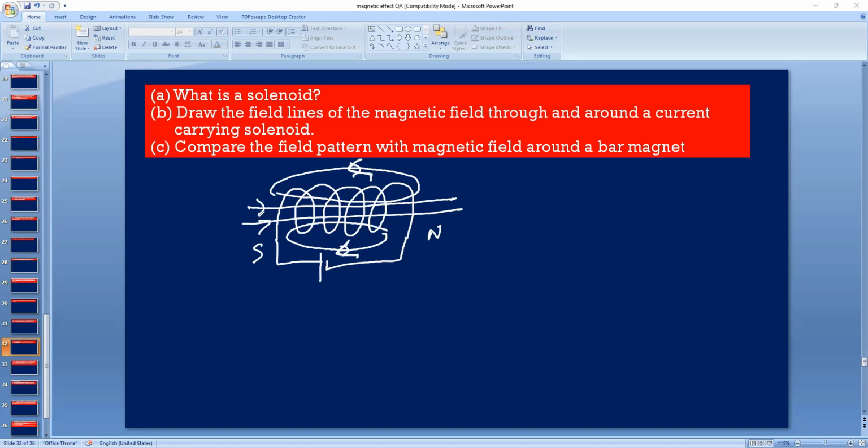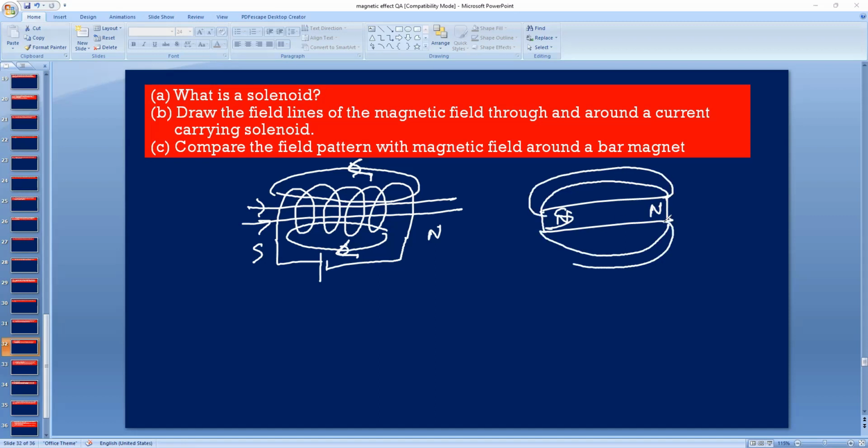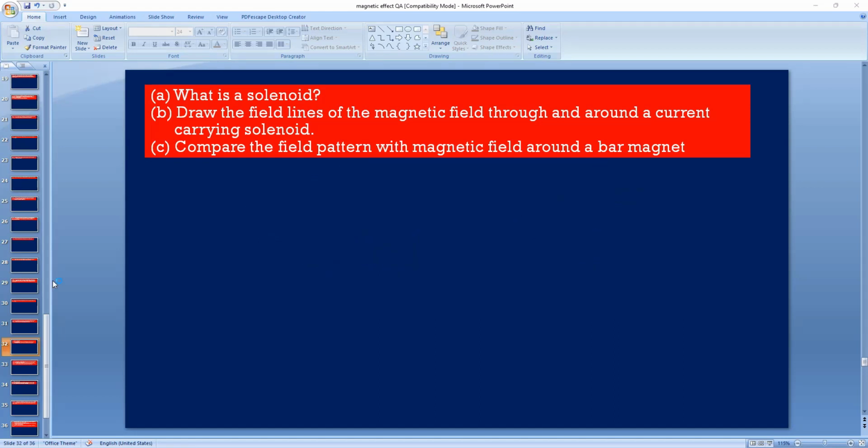Compare the field pattern with the magnetic field around a bar magnet. In a bar magnet, again north and south, or else you can write north and south over here. North to south. So this is where we have to give magnetic field lines towards, away from the North Pole. Okay. Next.